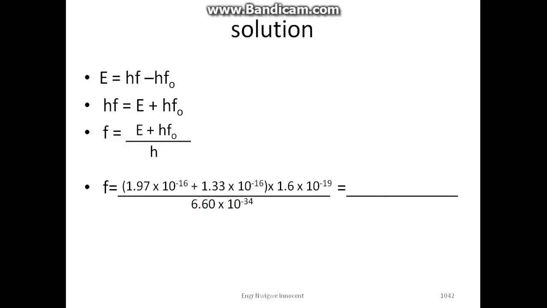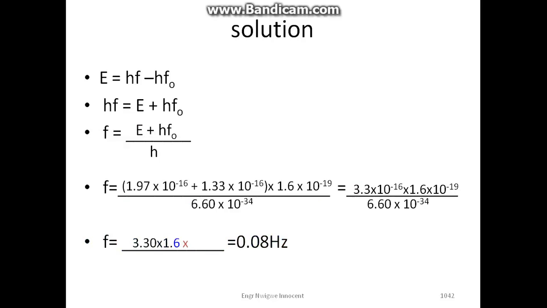6.60 times 10 raised to the power minus 34, which we now have 3.3 times 10 raised to the power minus 16 times 1.6 times 10 raised to the power minus 19 all over 6.60 times 10 raised to the power minus 34. f is equal to 3.30 times 1.6 times 10 raised to the power minus 34 all over 6.60 times 10 raised to the power minus 34, which gives us 0.08 hertz.